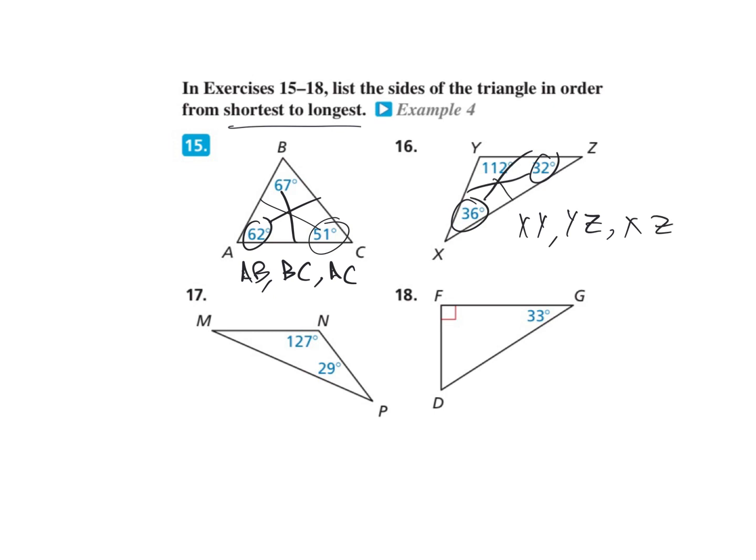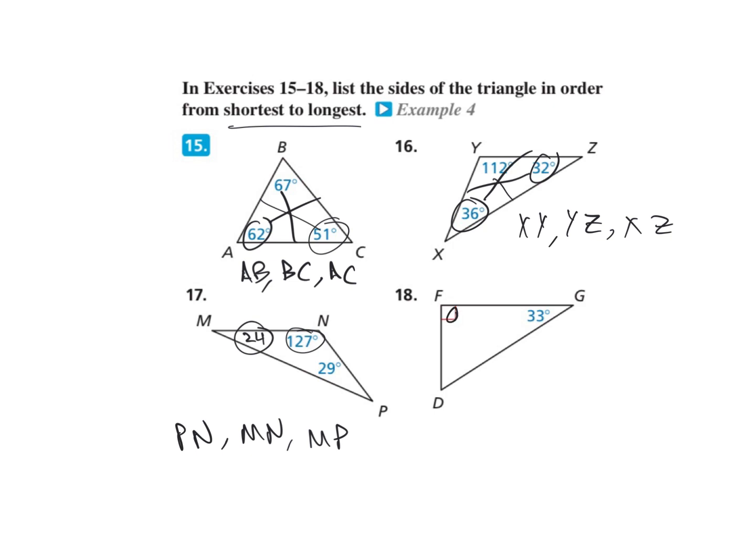Okay, so now you got to do the triangle sum theorem. 180 minus both of those. So we do know that 127 degrees is the bigger angle because you can only have one obtuse angle. So we take 180 minus 127. That's 53. 53 minus 29 is 24 degrees. So it is the smallest angle. So PN is the smaller side, followed by MN, and then MP.